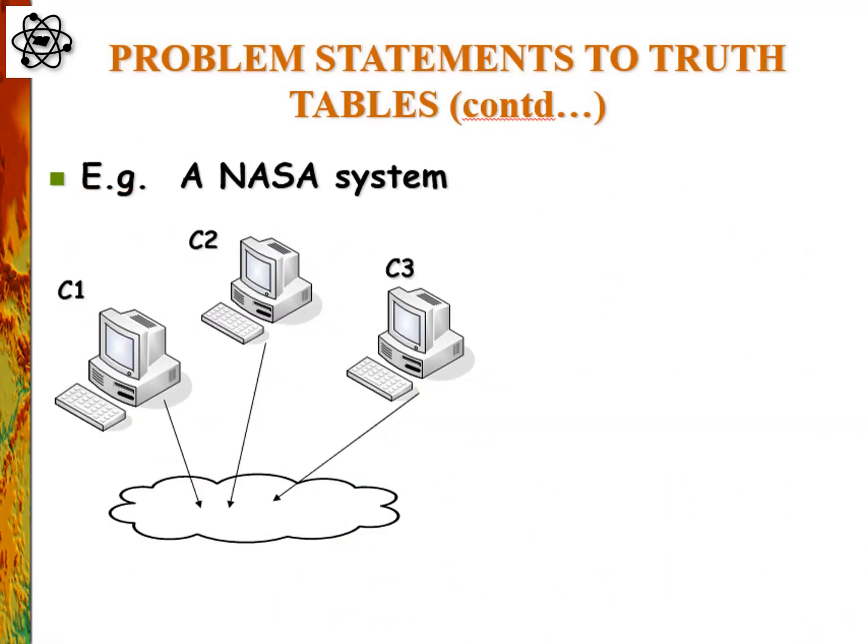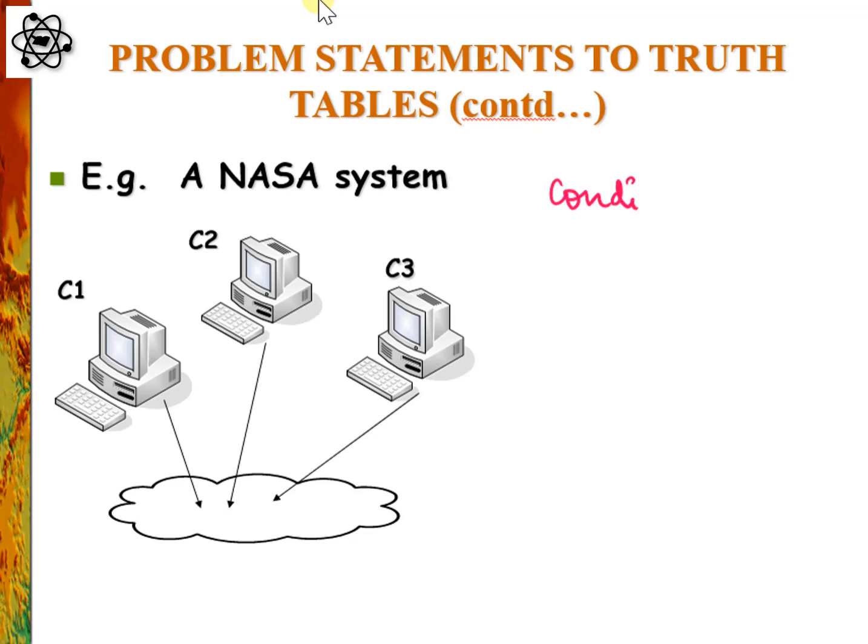Now coming to the second example of a NASA system, which consists of 3 computers, 2 of which are supposed to be online at any given time. Now, if any one of the computers experiences a problem, it will be taken offline and another computer will be brought online.